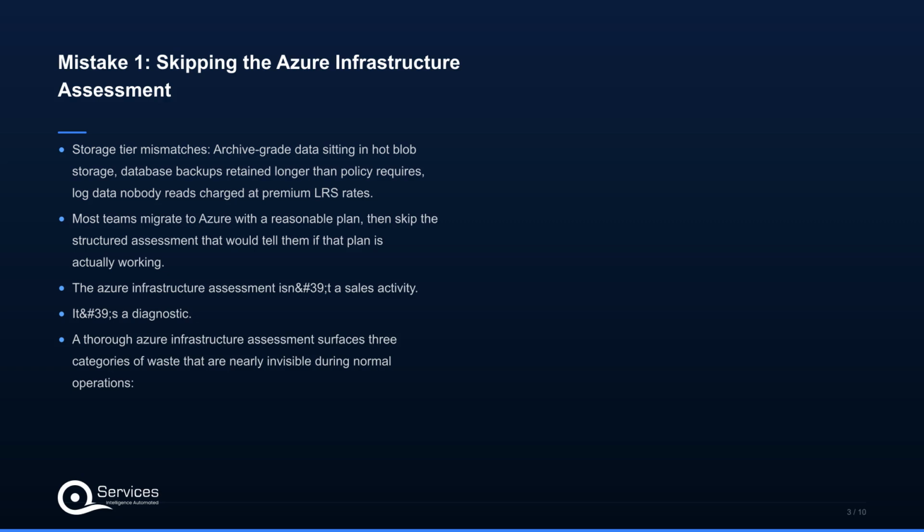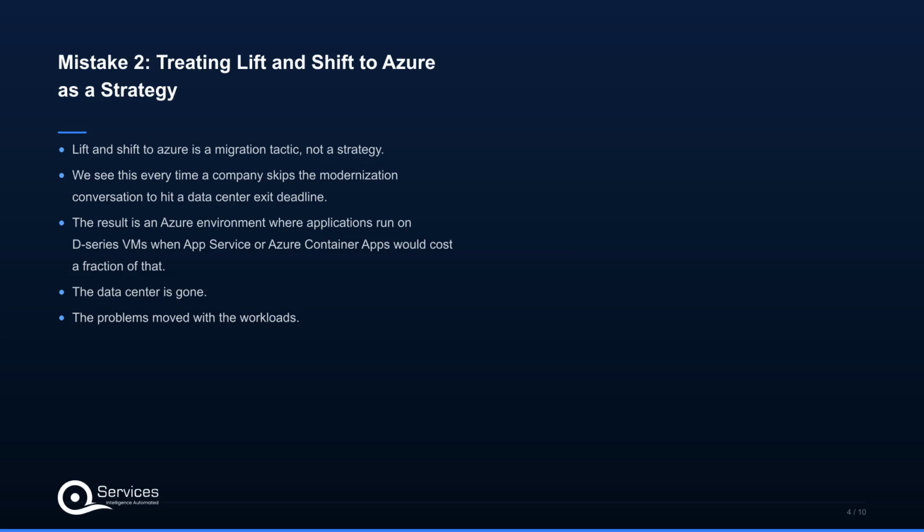A thorough Azure infrastructure assessment surfaces 3 categories of waste that are nearly invisible during normal operations. None of these problems show up on a dashboard unless someone is actively looking. And most teams aren't looking in year 1 because they're focused on getting workloads running, not on auditing what they provisioned 3 sprints ago.